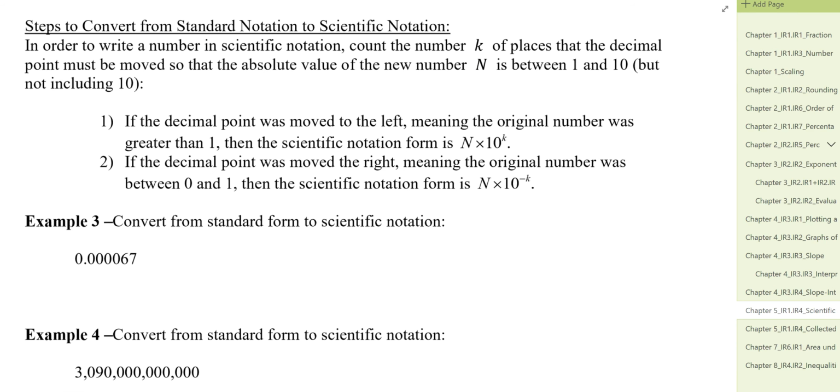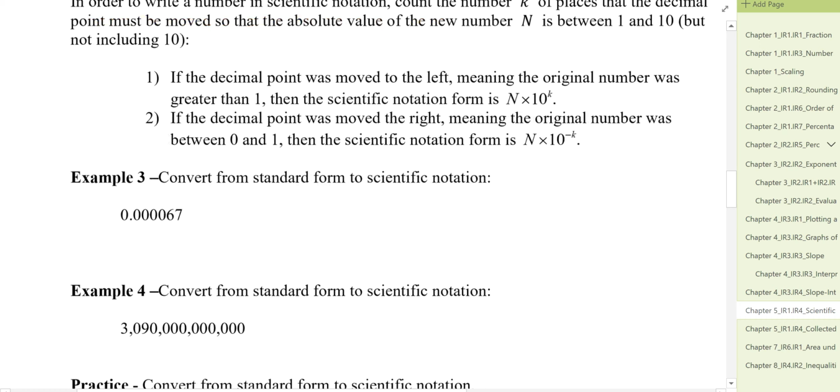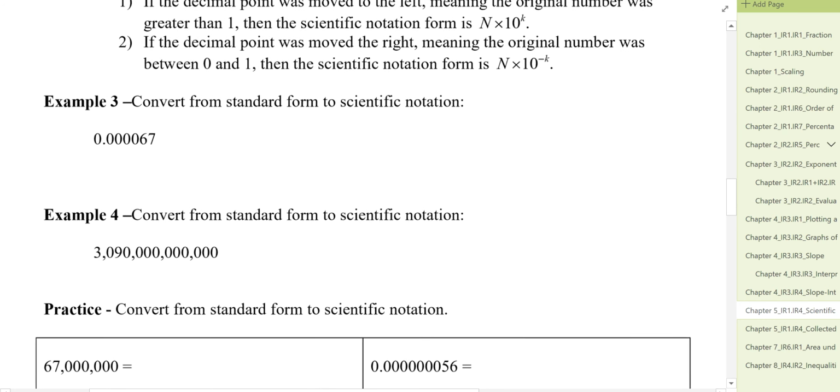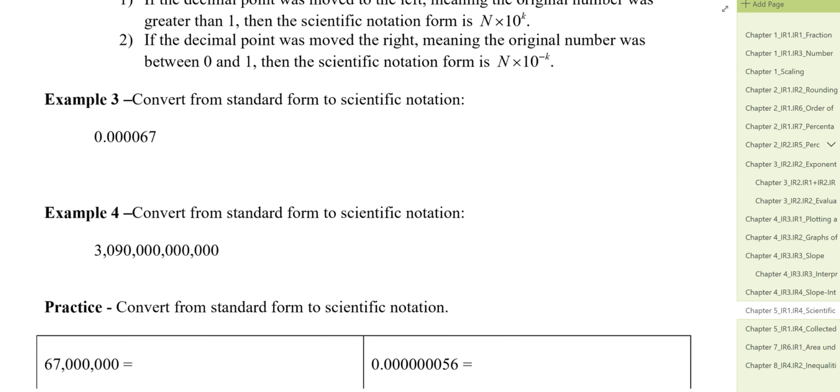In the second part here, we're going to convert from standard notation to scientific notation, the other direction. So let's do one. Notice that I'm going to write a number n times 10 to the k or negative k. If I move the decimal to the right, I'm going to do negative k. If I move to the left, I'll do positive k. As a rule of thumb, if it's a small number, I'm going to have a negative exponent, negative k.